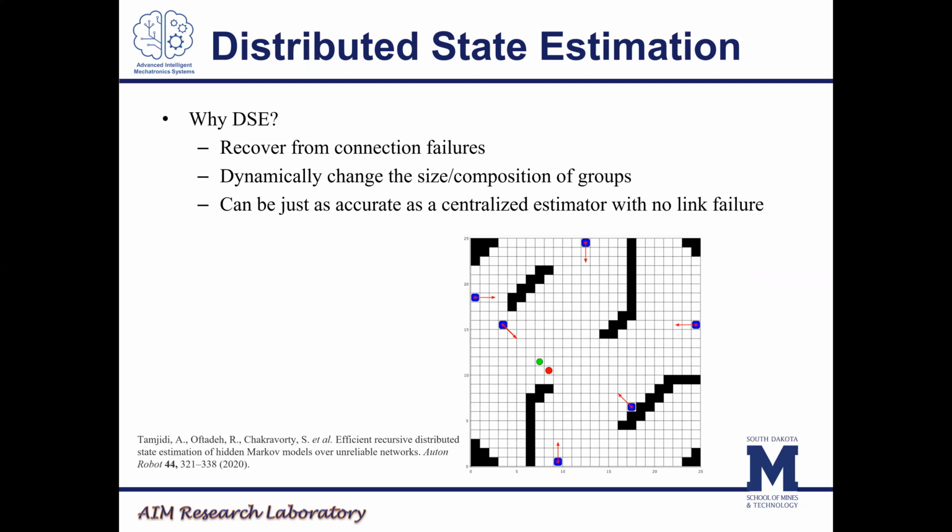So let's talk about distributed state estimation. A distributed state estimator, as opposed to a centralized estimator. A centralized estimator is where we would have each agent take its measurements and then send them all to a central controller that would then try to estimate the best position of the swarm and then send that estimate back to each agent so that they would know its position.